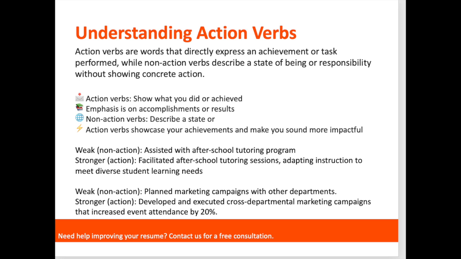So, what are action verbs? Action verbs are words that directly express what you accomplished. They don't just describe what you did in a role, but they show what you actually achieved. So, they're really outcome focused.